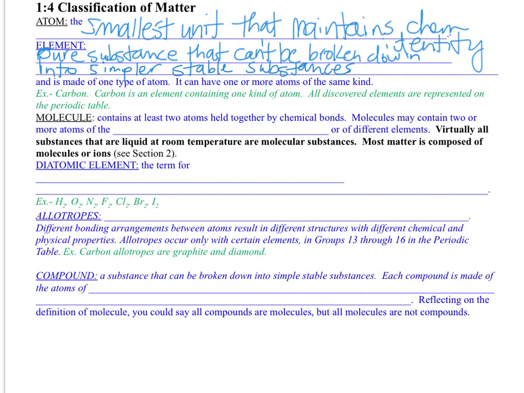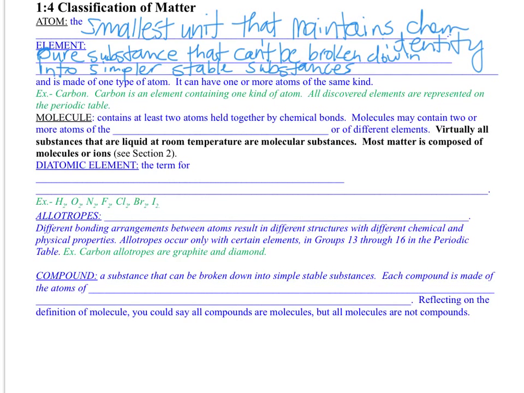And it is made of one type of atom, though it can be many. Again, it can have one or more atoms of the same kind. So that's why the atom is actually the smallest. Atoms make up your elements. Example, carbon is an element containing one kind of atom. All discovered elements are represented on the periodic table.